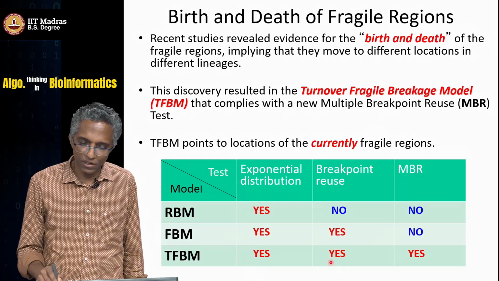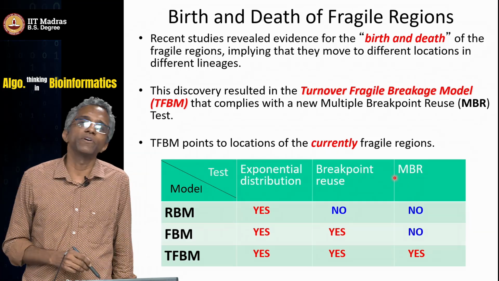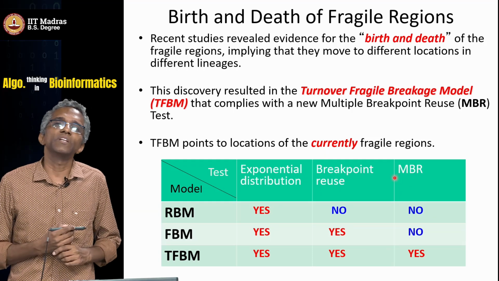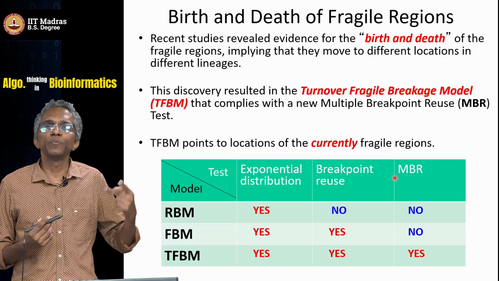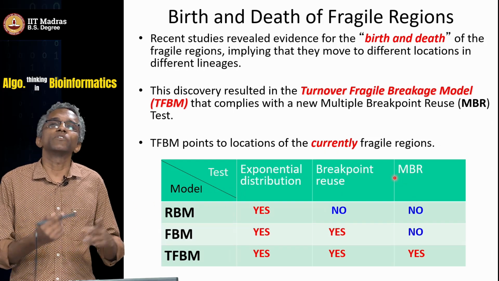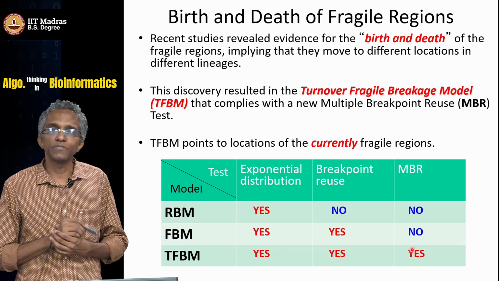That will then match this third observed property called multiple breakpoint reuse, where you are looking at 2 break operations that relate a set of different species, not just 2 permutations, but multiple permutations corresponding to multiple related species. Then the TFBM model will satisfy all 3 of them.